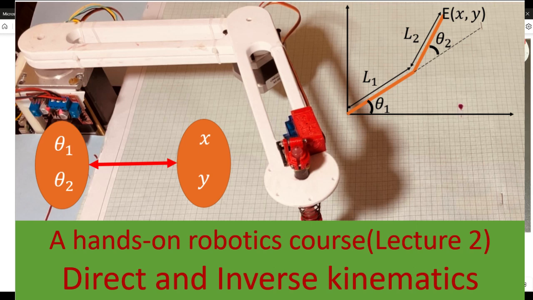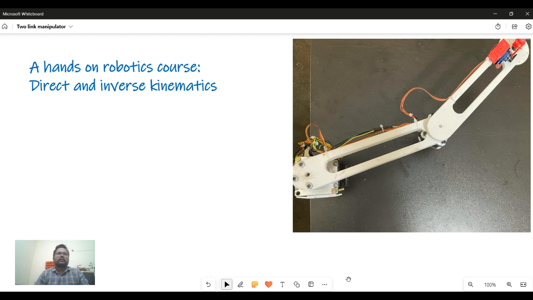Hello friends, welcome. This is the second lecture for the course A Hands-on Robotics, and today we are planning to discuss direct kinematics and inverse kinematics of this particular manipulator. This is the simplest kind of manipulator, consisting of two links and two joints. From joint 1 to joint 2, this is link 1, and from joint 2 to the end effector, this is link 2.